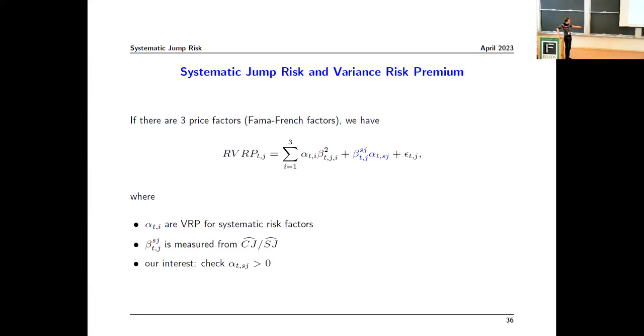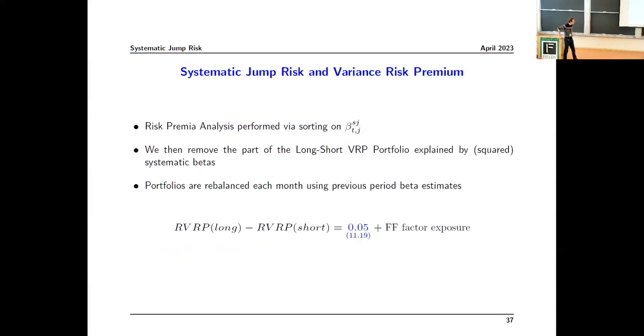You can do the equivalent of Fama-MacBeth, or you can just do a sorting exercise. We did both, but what I will show you is the sorting. I sort the stocks on the value of these betas, high and low, look at the gap, then control for the exposure of the stocks to the Fama French factors and see if there's something else left. And what you see is basically the Fama.